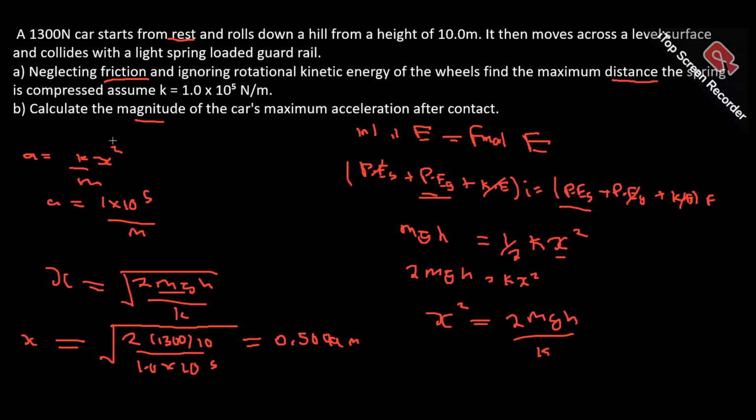And this is what we found from question A. So if you got this one wrong, even this one will be wrong. The acceleration is going to be wrong. So be careful. Now in this case, we don't have the mass. We're supposed to find the mass. That's going to be simple.